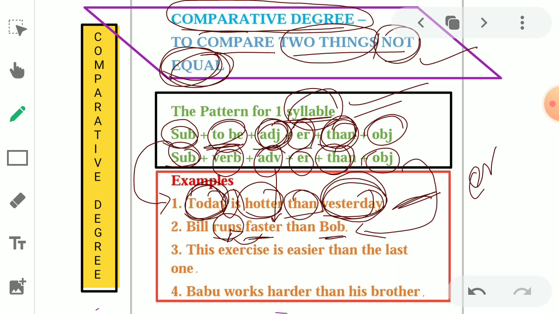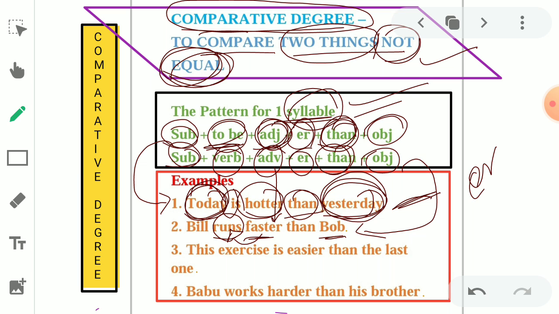See, both of them are compared about their running. So who is faster? Bill is faster than Bob. So they both are not equal. They are not the same in their running. So in this case, we are using the comparative degree.